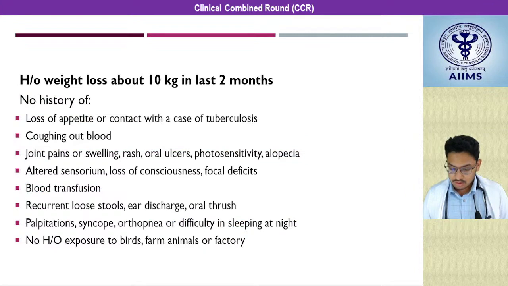There was also a concomitant history of weight loss of about 10 kgs in the last 2 months. No history of loss of appetite, contact with tuberculosis, or hemoptysis. No other rheumatological complaints like joint pain, swelling or rash, and no other CNS complaint in the form of altered sensorium or any focal deficits.